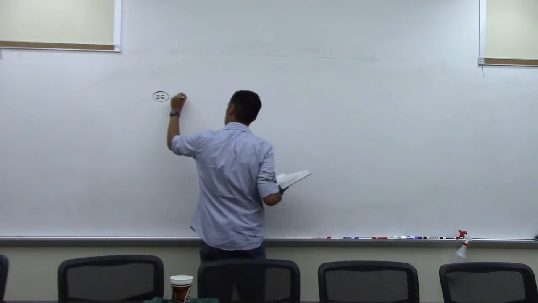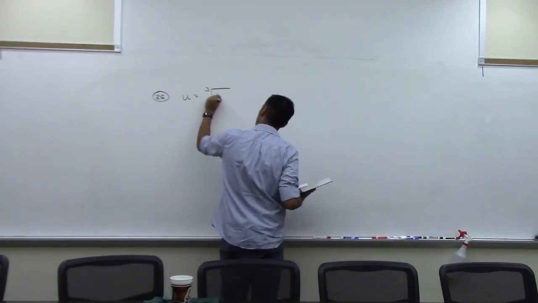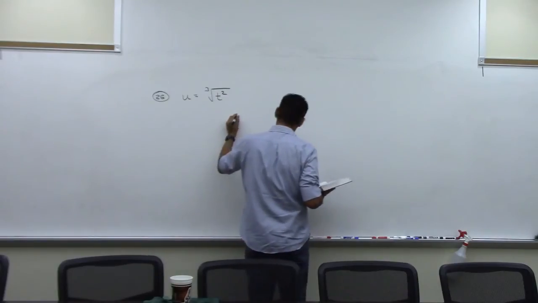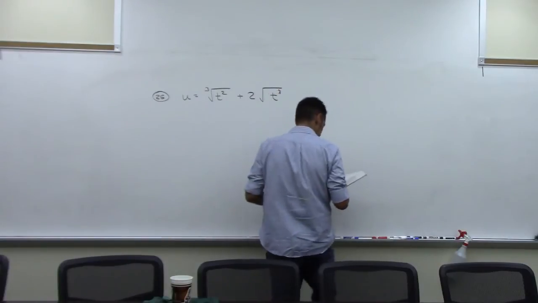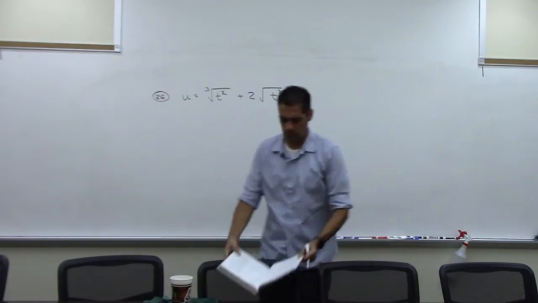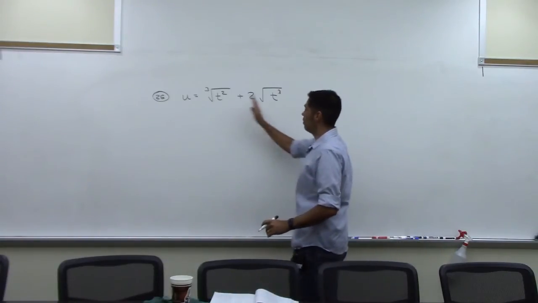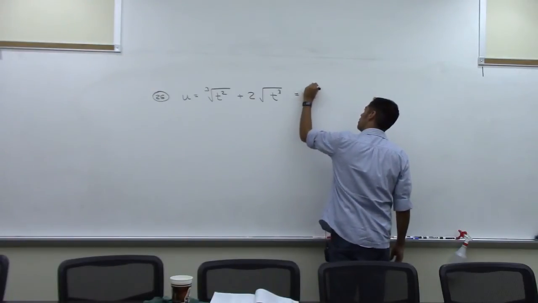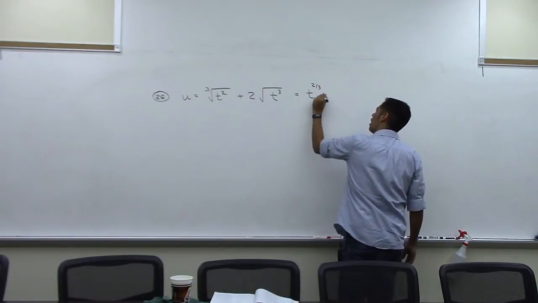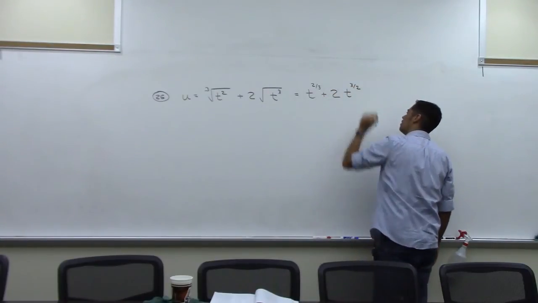U equals the cube root of t squared plus 2 square roots of t cubed. Now, I'm going to try and rewrite these two terms as powers of t. So the first one is t to the 2/3 plus 2 times this is t to the 3/2.